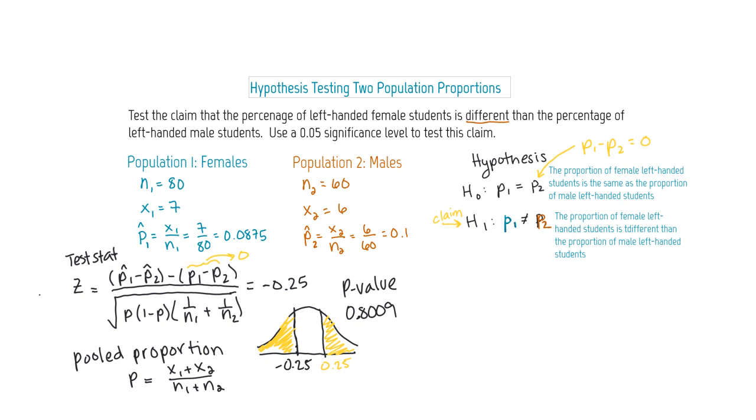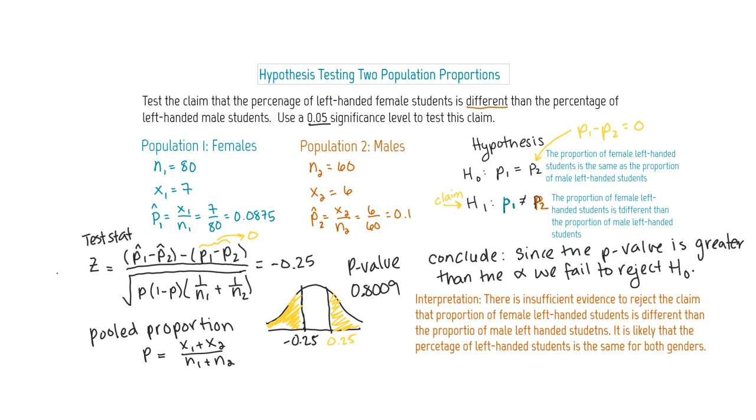So now we're ready for our conclusion. What are we going to conclude here based on that p-value when we compare it to our significance level of 0.05? Well, since 0.8009 is greater than our significance level, we are going to fail to reject the null hypothesis. By failing to reject the null hypothesis, what does that mean in the context of our claim? I've failed to reject the statement that P1 equals P2. So if I haven't rejected this statement, then that means I cannot support the alternative hypothesis, which is that the two proportions are different, and that was my claim. So in other words, I'm not supporting my claim.